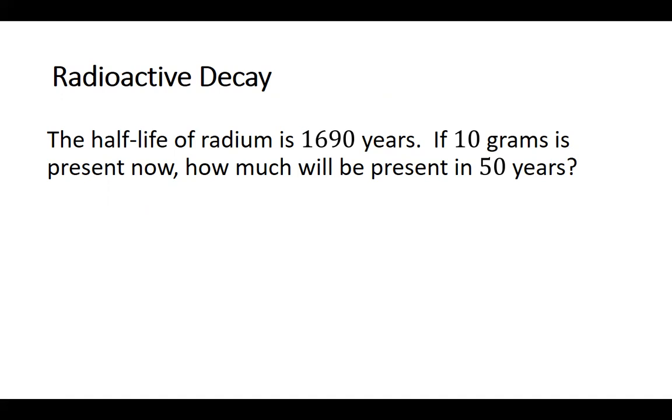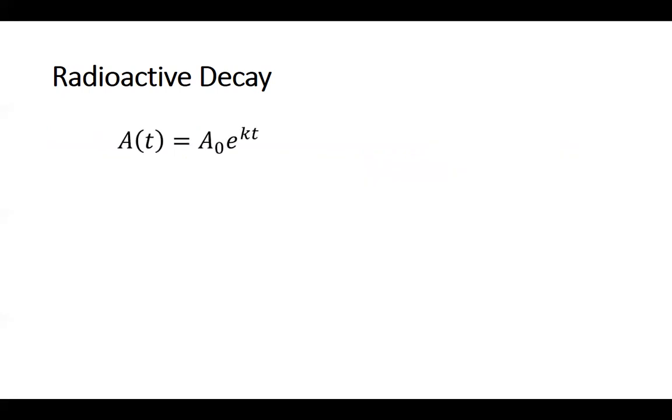So this is giving us a starting value, 10 grams. It's giving us a period of time, 1,690 years, and telling us that at that time, we will have 5 grams left, half of what we started with. That'll allow us to find our decay constant, K. And then it says, if 10 grams is present now, how much will be present in 50 years? After we've done that, we can say, okay, make the time 50 years instead of 1,690 years and see how much will be left. So let's go through that.